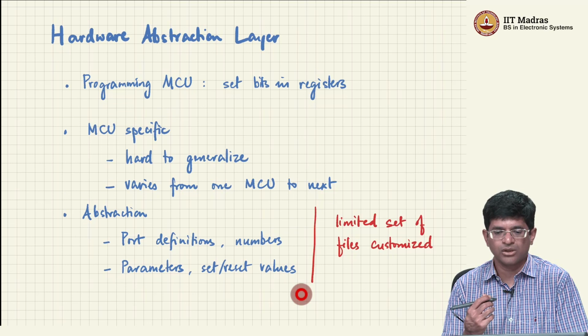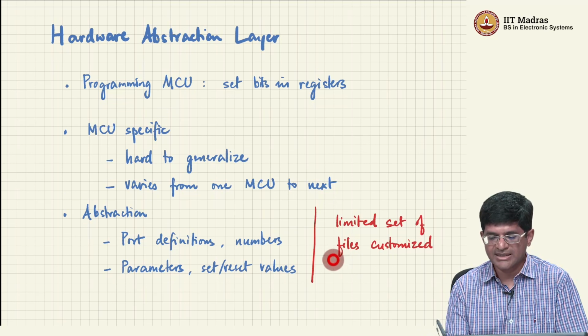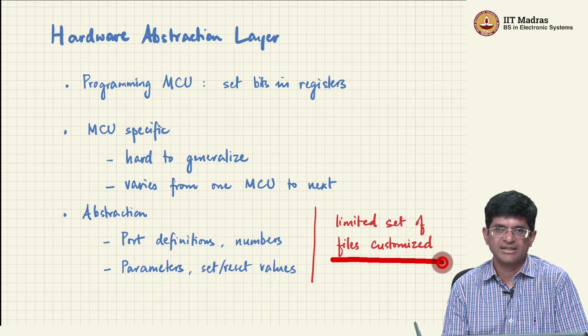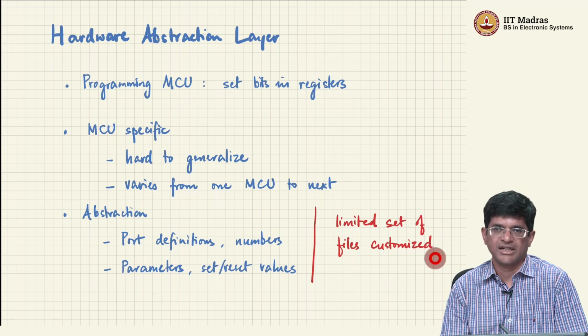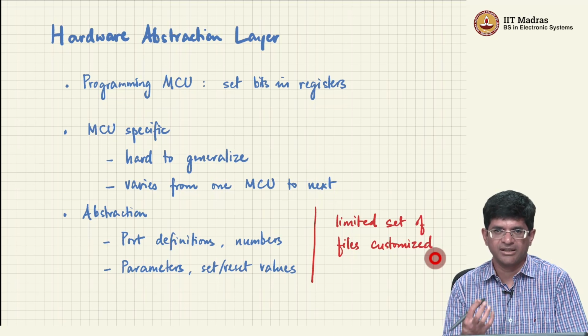So what that means is the code that you write in C now becomes portable. You can switch it over by just customizing a very limited set of files which provide the hardware abstraction layer for you. So in a lot of the programming that we will be looking at, the hardware abstraction layer is something that we will either implicitly assume or we will need in order to do anything non-trivial.